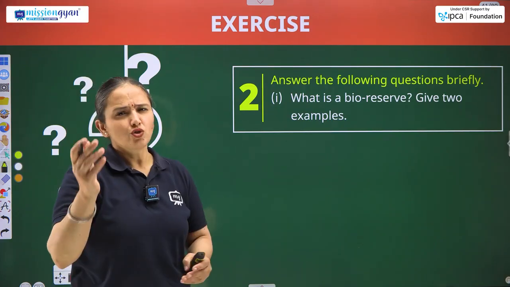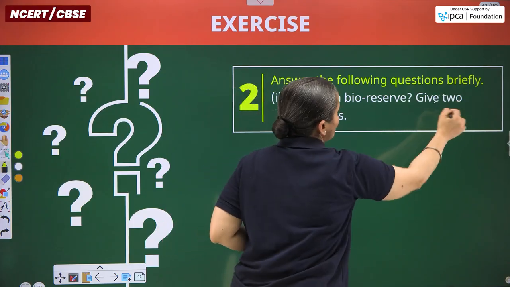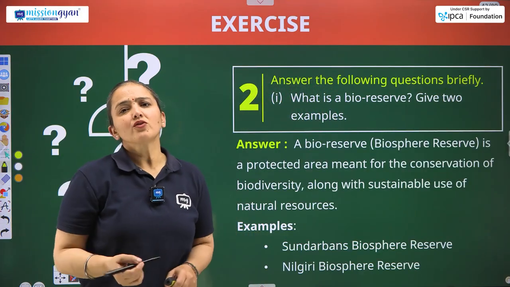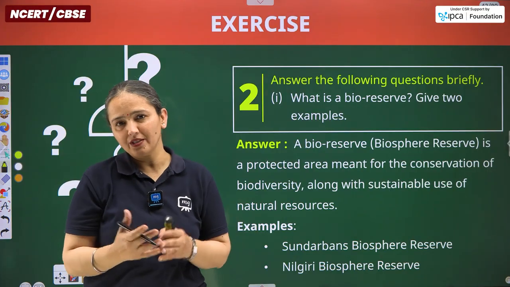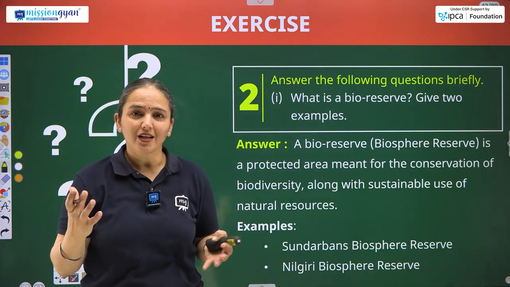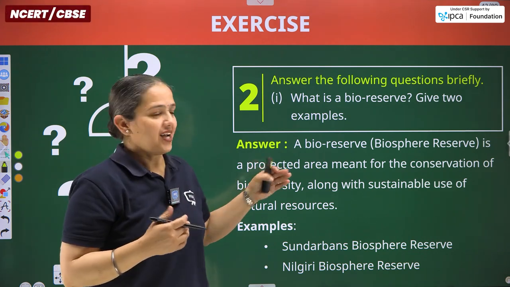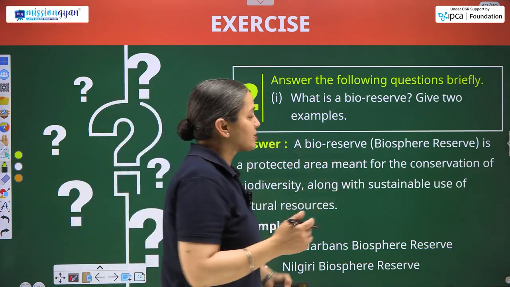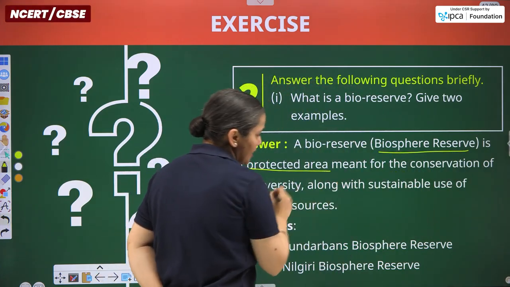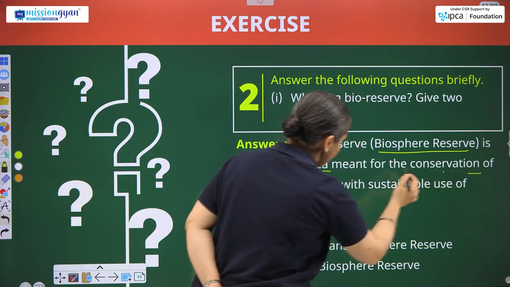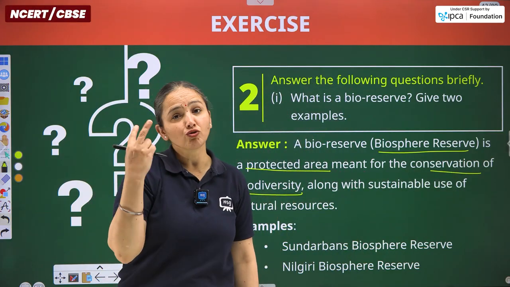Now it is about short questions. What is a bioreserve? And we have to give 2 examples. Basically, bioreserves are protected natural places where biodiversity is to be conserved and protected for future purposes. But here's the answer that you have to learn. A bioreserve, or biosphere reserve, is a protected area meant for the conservation of biodiversity.